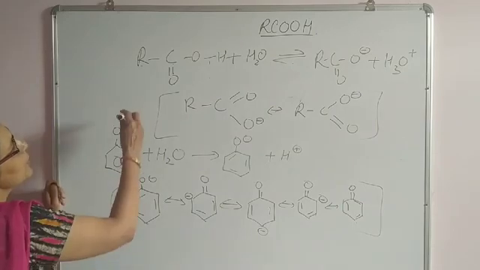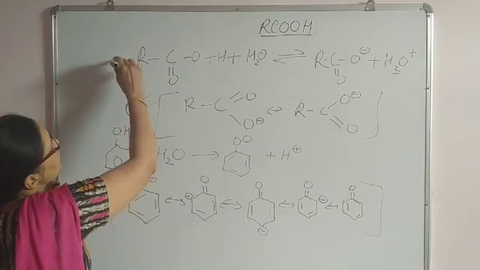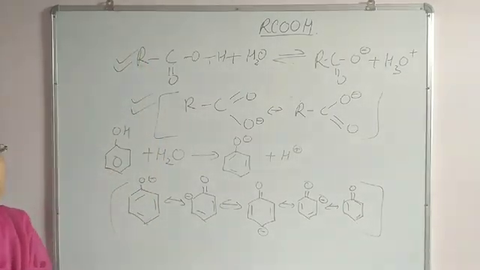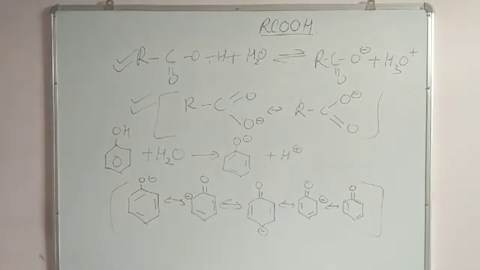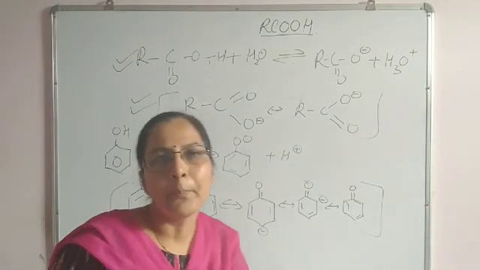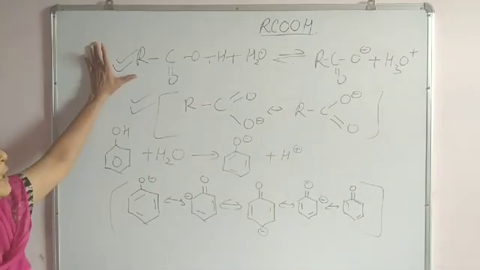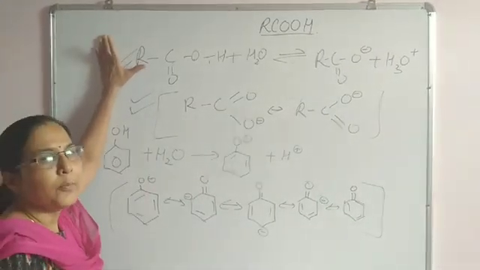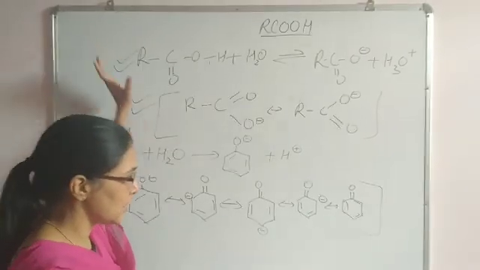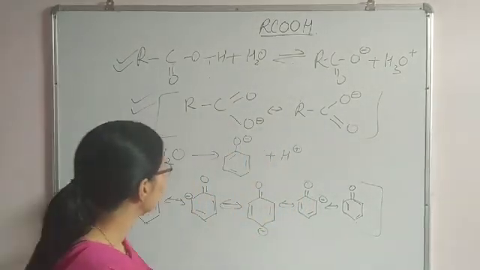So carboxylate ions are much more stable as compared to phenoxide ions. So out of all the known compounds, alcohol, phenol and carboxylic acid, carboxylic acids are more acidic in nature. Now let us continue.